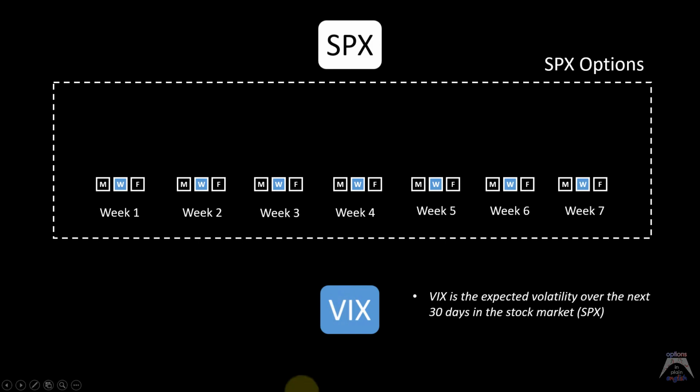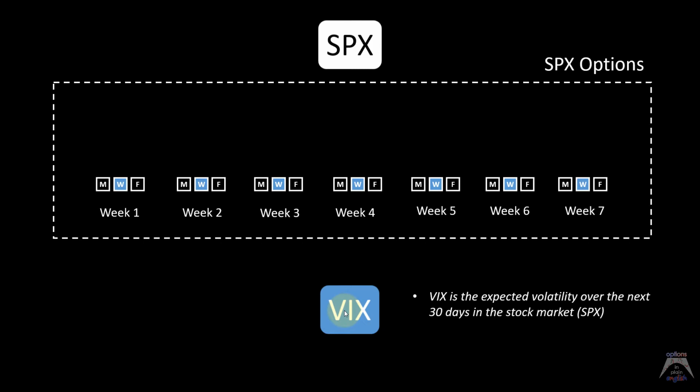So in this case, as we mentioned, we have SPX options every week. We have 3: Monday, Wednesday, Friday. And then we have some that are standard, some that are weekly. So we're going to go through an analysis. We're going to go through an example. We're going to start seeing which options are used for the calculation of VIX.